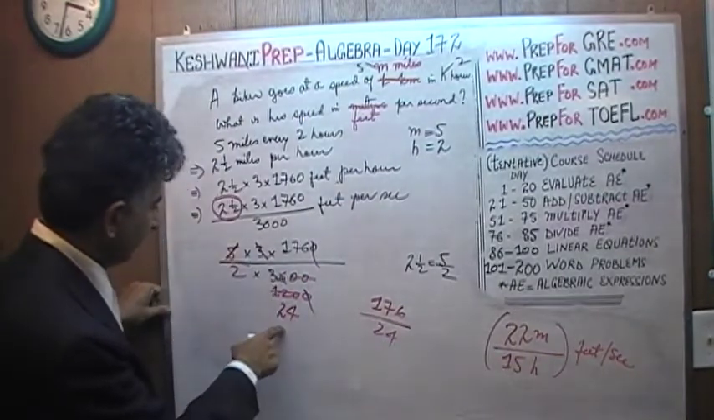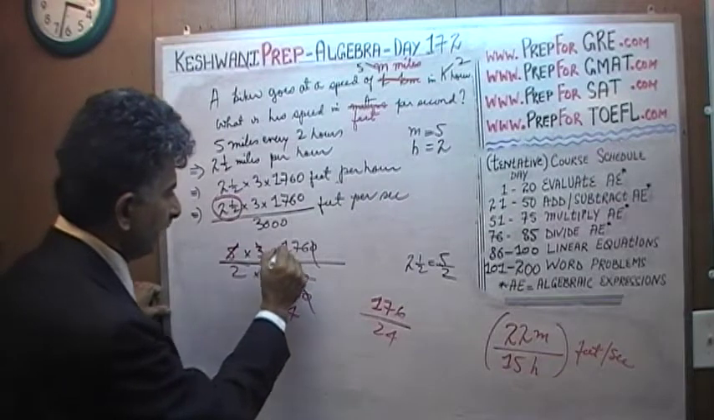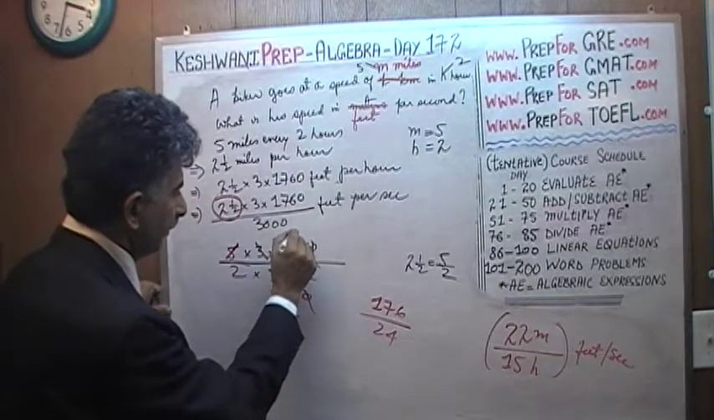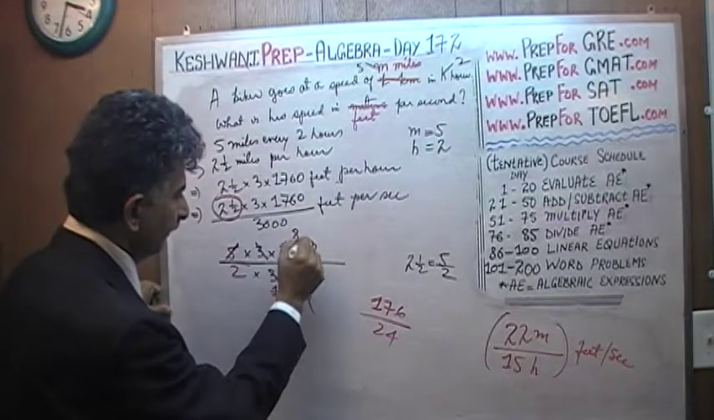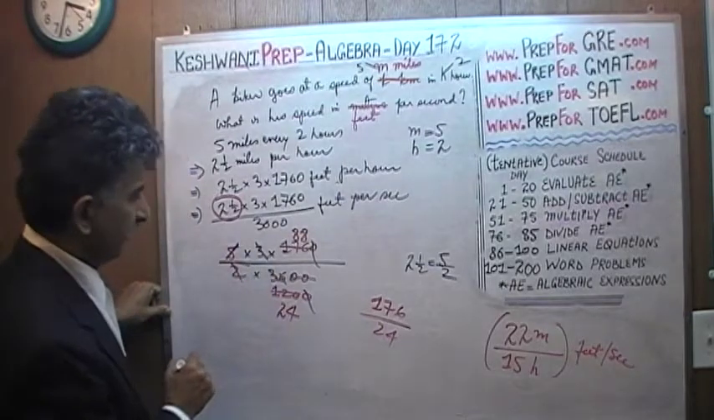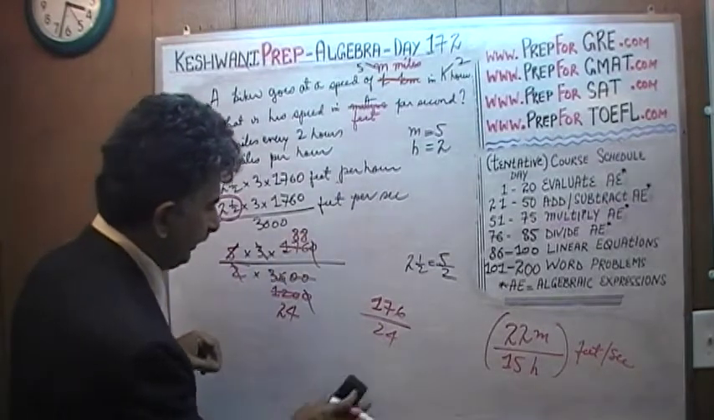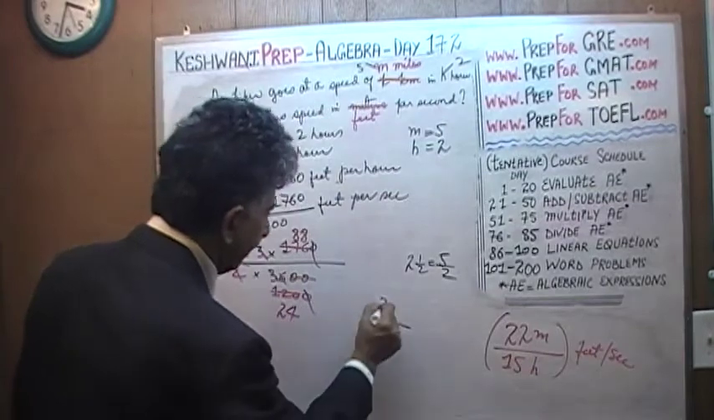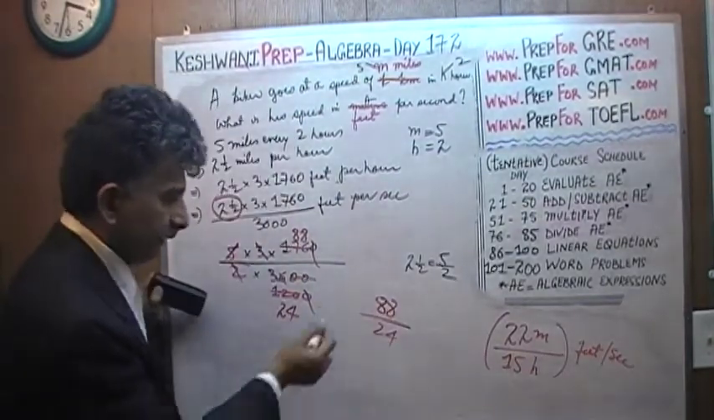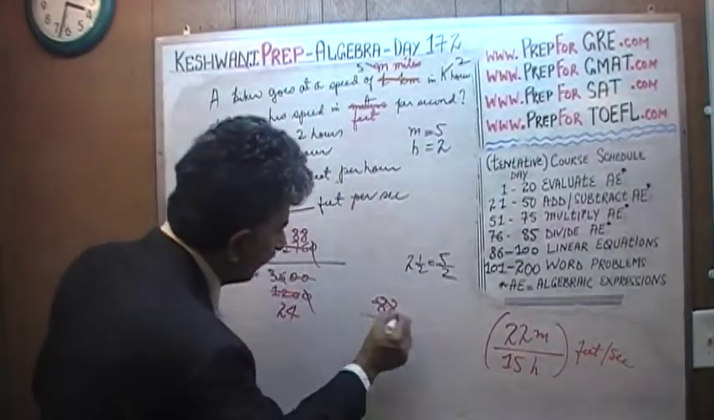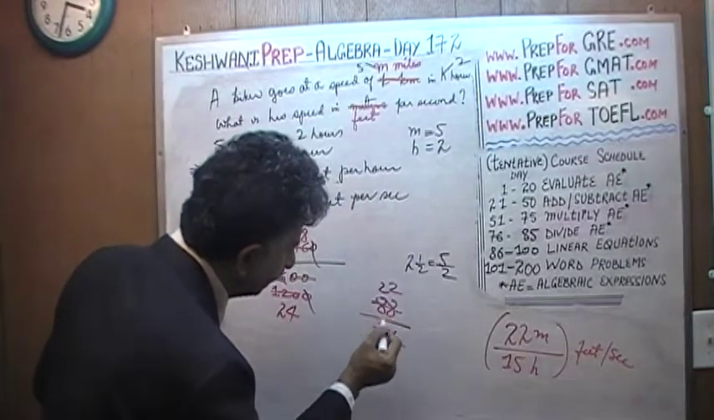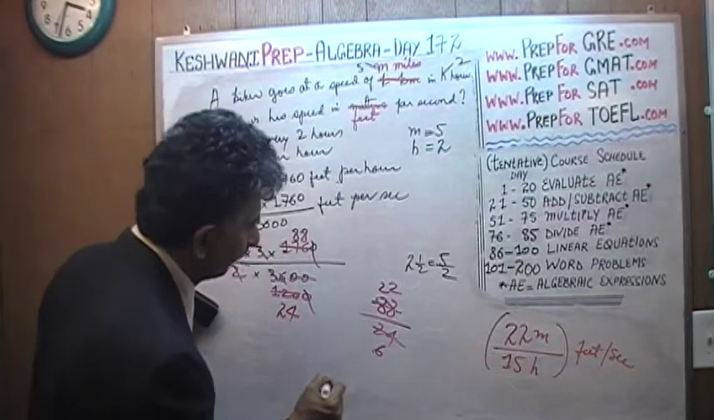So before we worry about this 24, let's get rid of this 2. Let's divide top and bottom by 2. 17 divided by 2 is 8. 1 goes here, becomes 16. Another 8, and that takes care of this part. So now we have 88 divided by 24. Let's divide top and bottom by 4. So then it becomes 22, and this becomes 6.